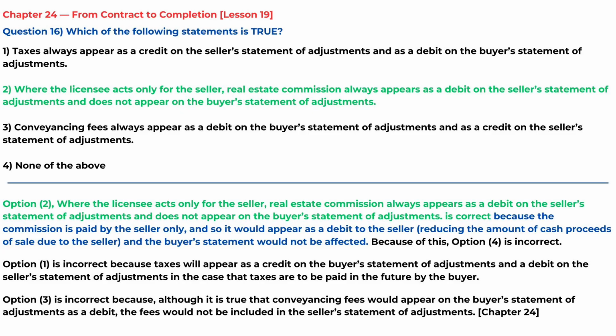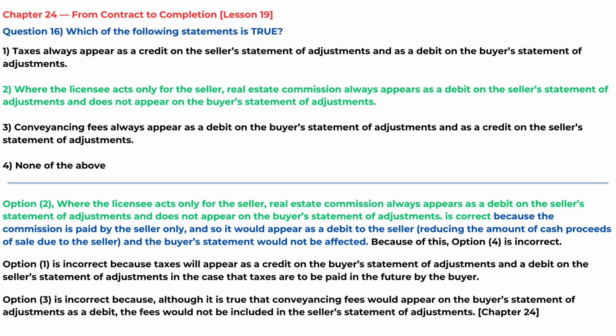Question 16. Which of the following statements is true? Option 2. Where the licensee acts only for the seller, real estate commission always appears as a debit on the seller's statement of adjustments, and does not appear on the buyer's statement of adjustments. Is correct because the commission is paid by the seller only, and so it would appear as a debit to the seller, reducing the amount of cash proceeds of sale due to the seller, and the buyer's statement would not be affected. Because of this, option 4 is incorrect.